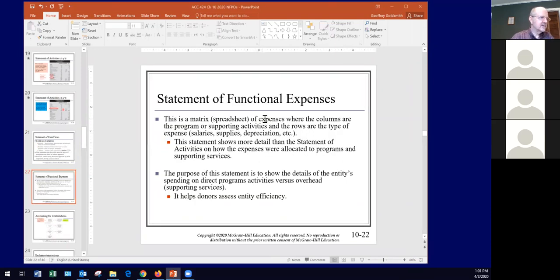Statement of Functional Expenses is a matrix or spreadsheet of expenses where the columns are the program or supporting activities and the rows are the types of expense. It shows more detail than the statement of activities on how expenses are allocated to programs and supporting services. The purpose of this statement is to show the details of the entity's spending on direct programs activities versus overhead, which is the supporting services. It helps donors assess entity efficiency.